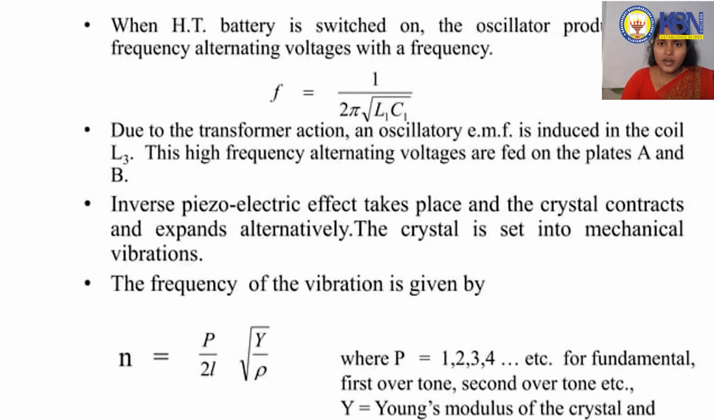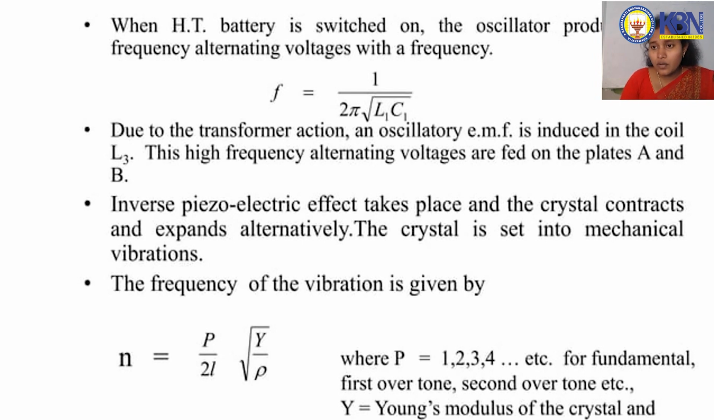When the high tension battery is switched on, the oscillator produces a frequency. That frequency is the same as we already saw in the magnetostriction method: f equal to 1 by 2 pi into square root of L1 and C1. Due to the transformer action, an oscillatory EMF is induced in the coil. So the inverse piezoelectric effect takes place and the crystal contracts and expands alternately.